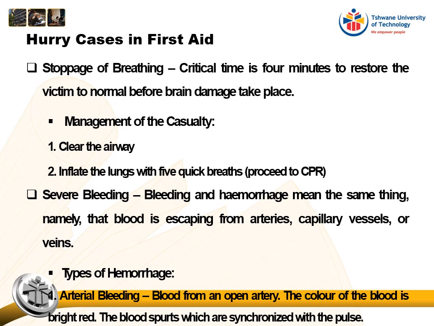Severe bleeding. When a person is bleeding severely, bleeding and hemorrhage mean the same thing, namely, the blood is escaping from the arteries, capillary vessels, or veins. The types of hemorrhage: the first one is arterial bleeding. This is blood from an open artery, the color of the blood is bright red. The blood spurts, synchronized with the pulse.